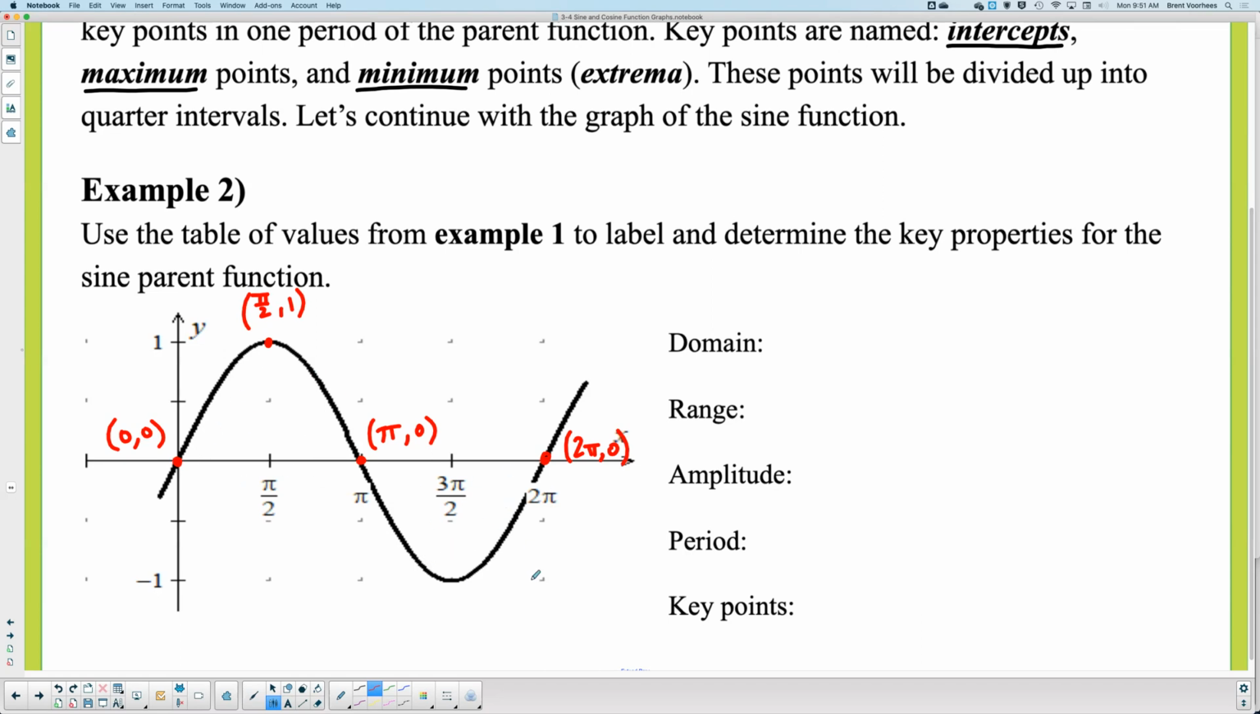And that's 4 points. We're missing one of them. What will we call this point? It's the minimum at 3 pi over 2, comma, what's the y value? -1. There we go. So this domain, I want you to know for the sine function, the domain is all reals. So you could write it that way, or you could say from -infinity to +infinity.